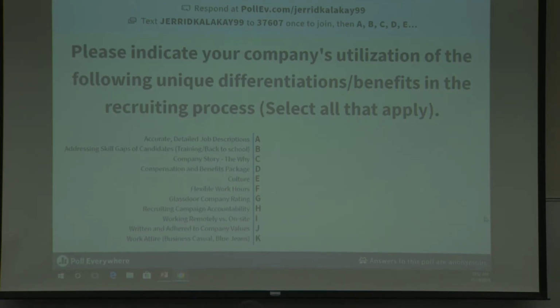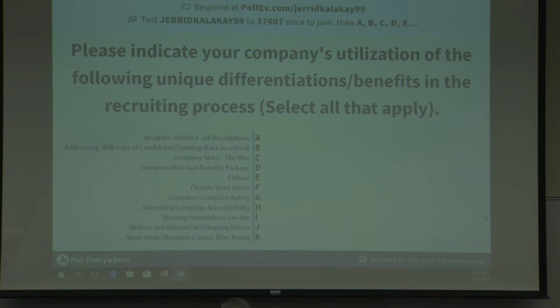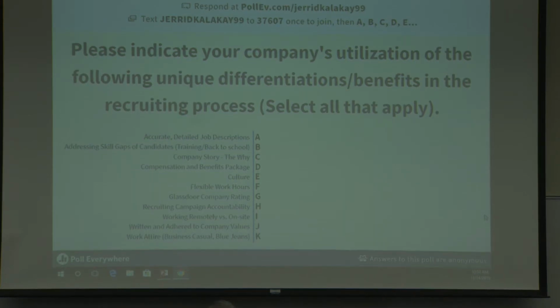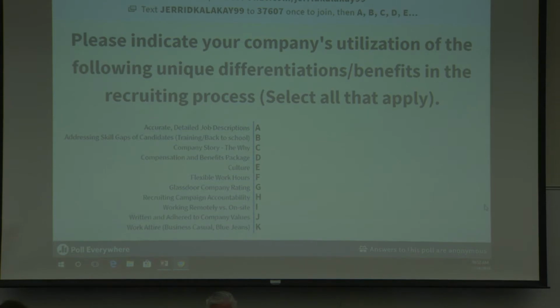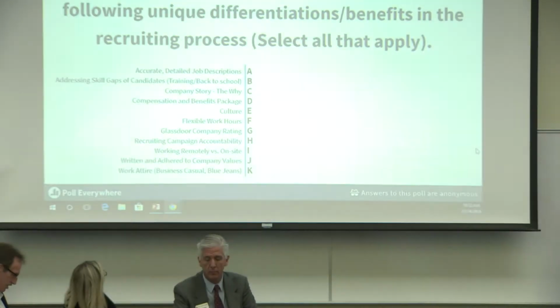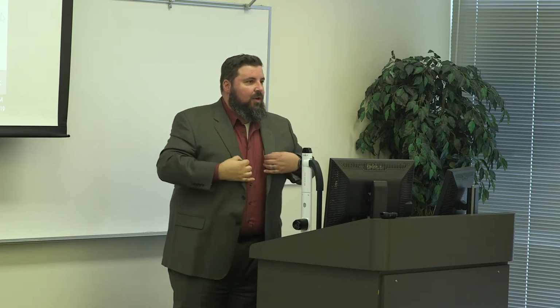And each one, once you text the 37607, the Jared Calique 99, you'll enter into the system, and then you can just simply type A, B, C, etc. 37607. Go ahead and answer as many as are applicable to your recruiting and your company.